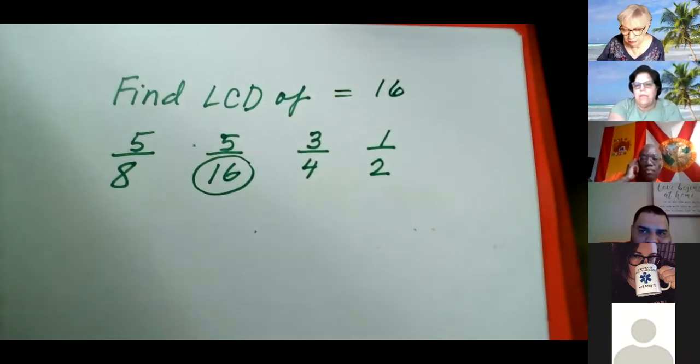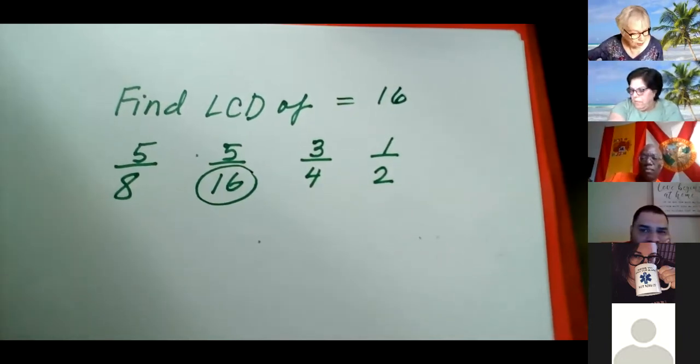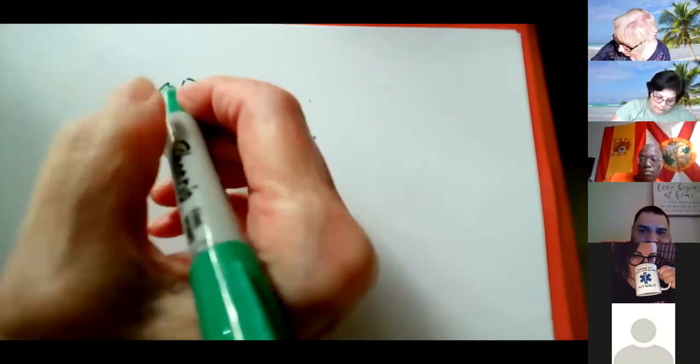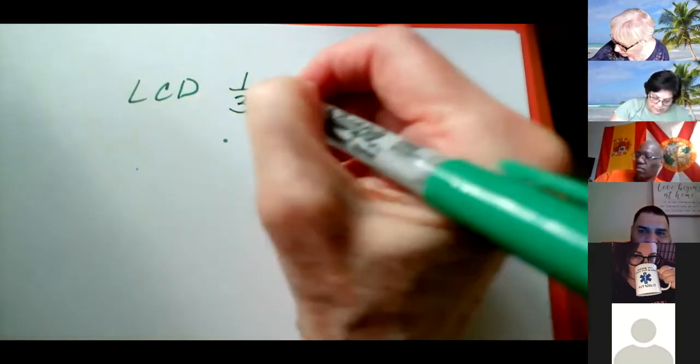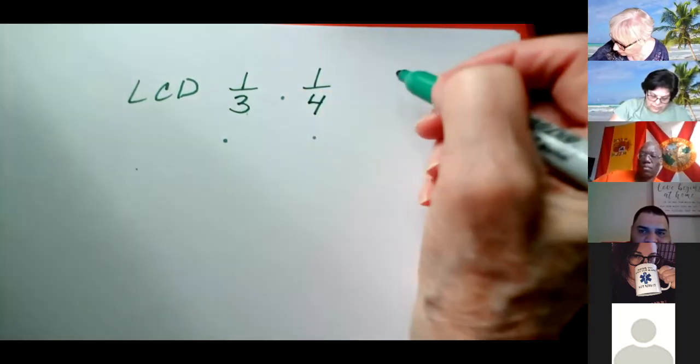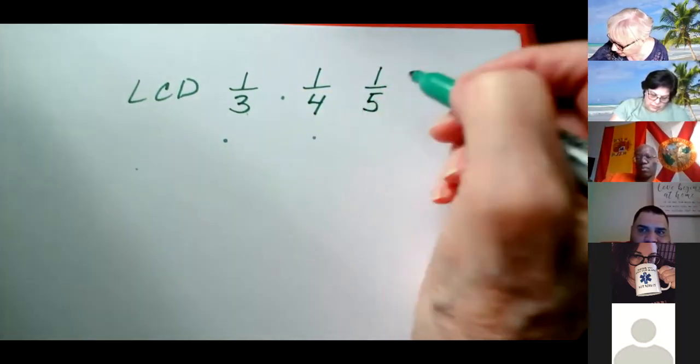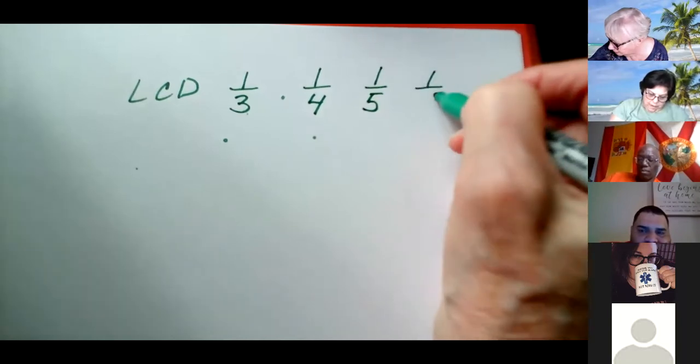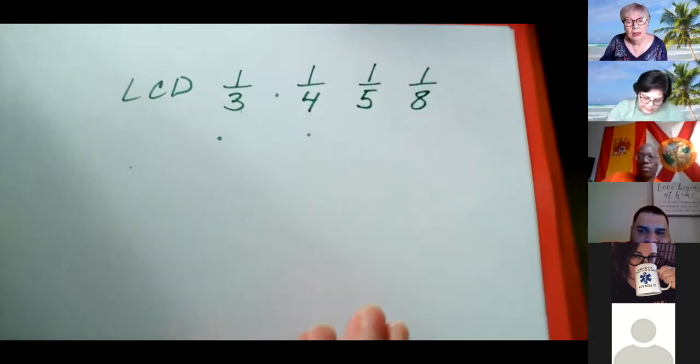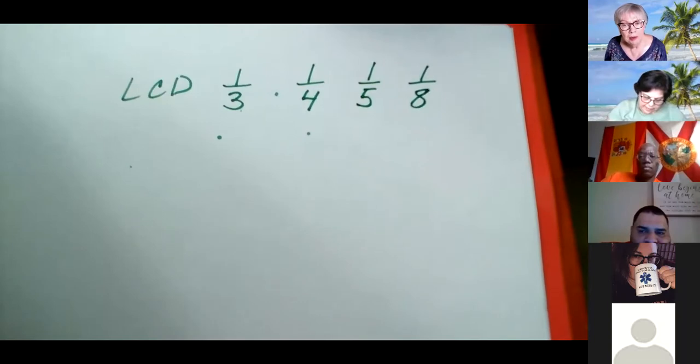Professor, I got stuck on a question from the homework that was on that same topic. Let's see what it looks like. All right, the numbers that were given were, it said, find the least common denominator for 1/3, 1/4, 1/5, and 1/8. Okay. All right, so that's quite a bit.